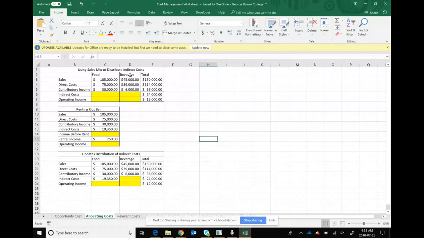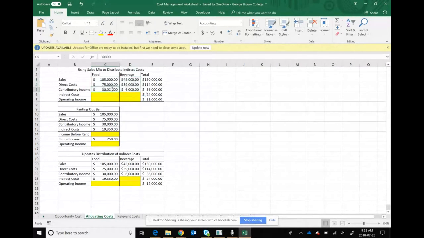we have a bar that sells beverages. We also have a dining room that serves food and beverages, I suppose. And their total revenue, direct costs, contributory income, indirect costs, and total operating income are right here. We've also separated the sales, so the food and beverage sales, the direct costs for our food and beverage department, so that's our food cost, beverage cost, and maybe even some labor in there.